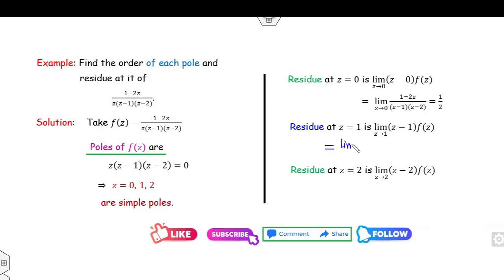Similarly for the second case, you can substitute the value of f(z). So that value becomes (1 minus 2z) divided by z into (z minus 2). I can substitute z is 1. The numerator is minus 1. This is 1 and this is minus 1. The answer is plus 1. Similarly, you can compute the third value, and you will get the answer minus 3 over 2.